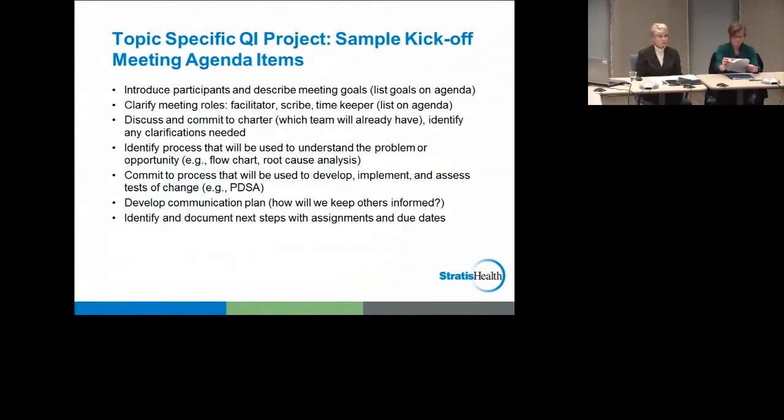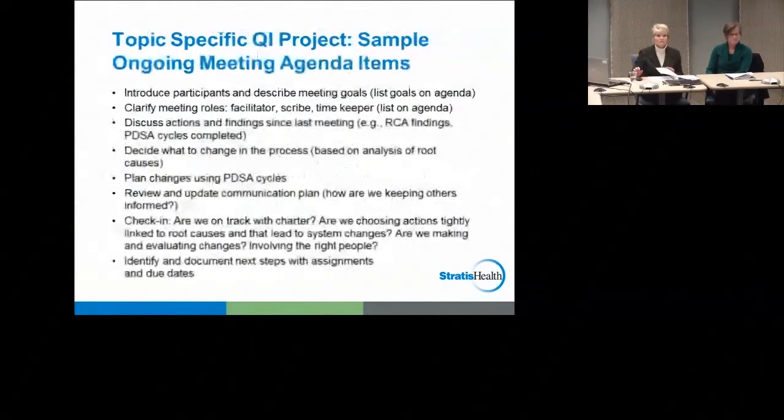The last two agenda items are pretty standard, but you want to make sure that you do those: develop a communication plan. So what is it? How are you going to get the information out to the team and to the other people that need to know about the project? And then again, document the next steps. Who's supposed to do what? When should they be done by?